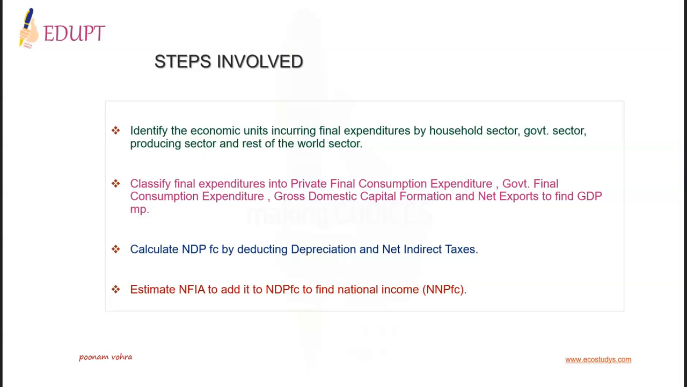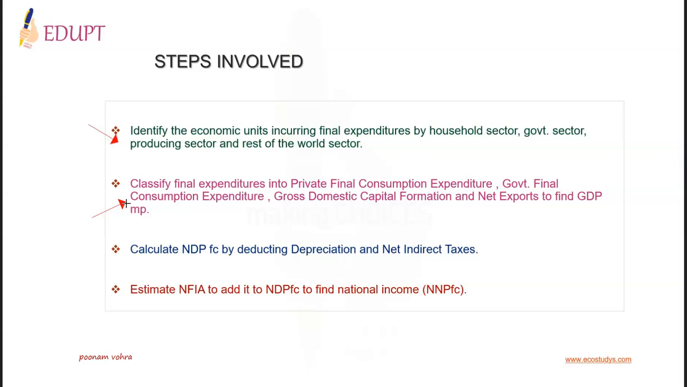While estimating national income by expenditure method, the following steps need to be taken into account. First is to identify the economic units incurring final expenditures by household sector, government sector, producing sector and rest of the world sector. Then classify final expenditures into private final consumption expenditure, government final consumption expenditure, gross domestic capital formation and net exports to get GDP at market price.